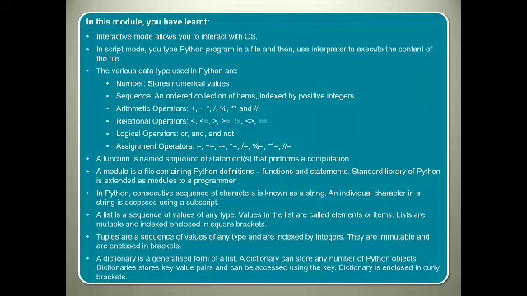A dictionary is a generalized form of a list. A dictionary can store any number of Python objects. Dictionaries store key-value pairs and can be accessed using the key. A dictionary is enclosed in curly brackets.